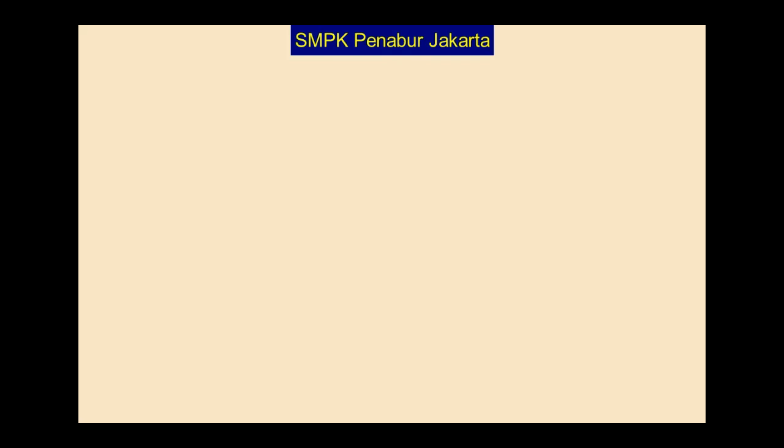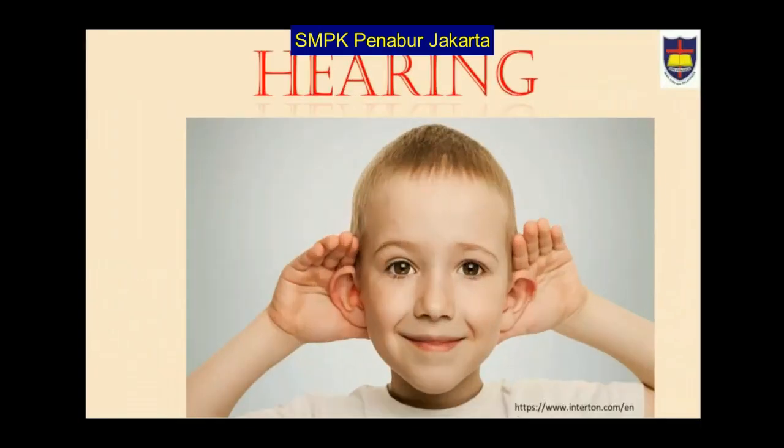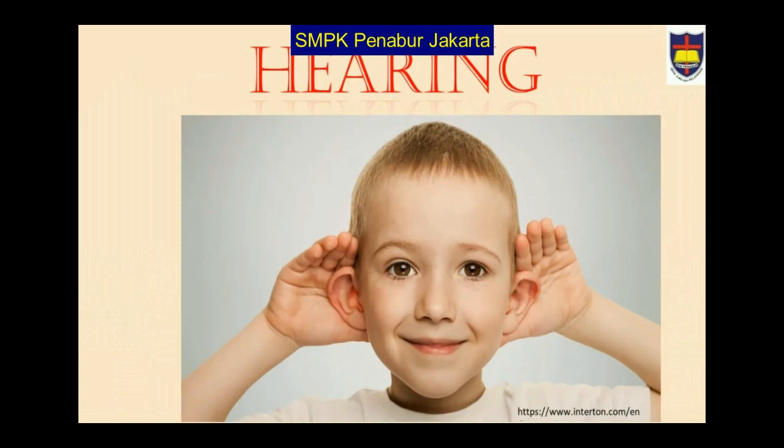The second topic is hearing system. The organs are ears. The stimulus is sound wave. The receptor is hair cell in organ of Corti. So in the hearing system, the sound is captured by the ear. Then the receptor in the ear converts the sound into impulses. Then the impulses are brought by the nerve to the brain.